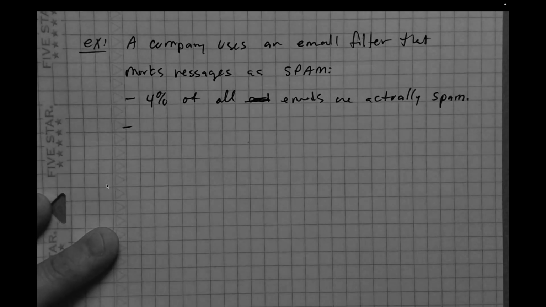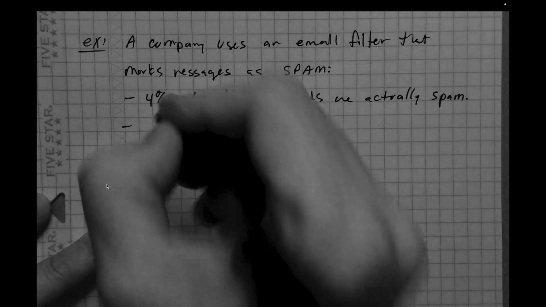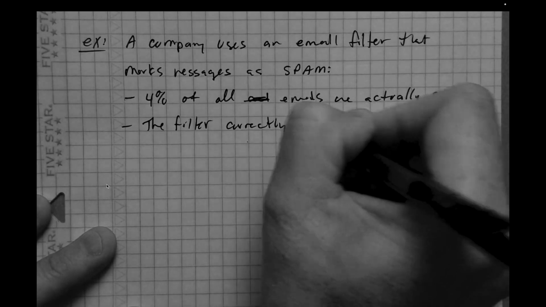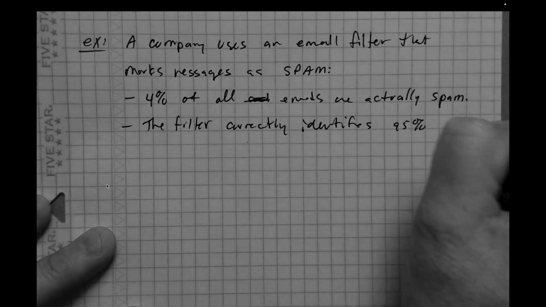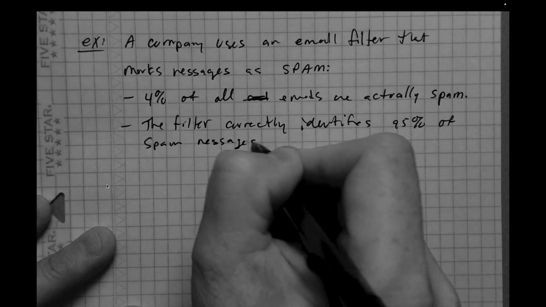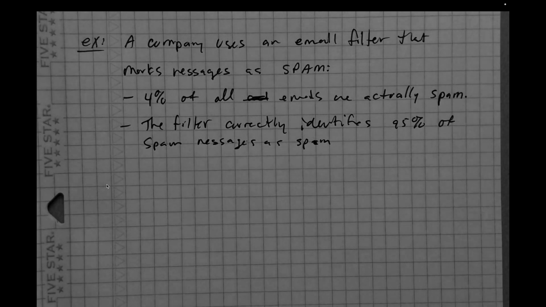And so then the filter correctly identifies 95% of spam messages as spam, right? So you could go through and look and see, oh, it correctly identified these 95 as spam, but oh, these 5 got through. Okay, so you can just test these things.